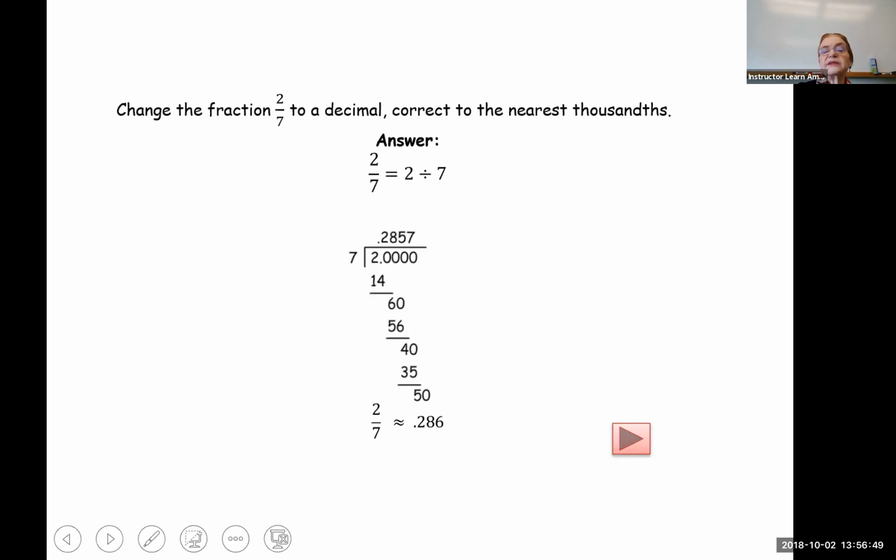Okay, here we see the division problem worked out. 7 divided into 2, and in this case, we put down 4 zeros, so we've carried the division out to 4 places. If we wanted our answer to the nearest thousandth, we simply take the last place, and if it's greater than 5, this rounds up. So to the nearest thousandth, this becomes 0.286.